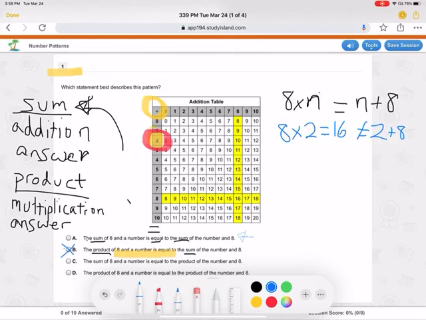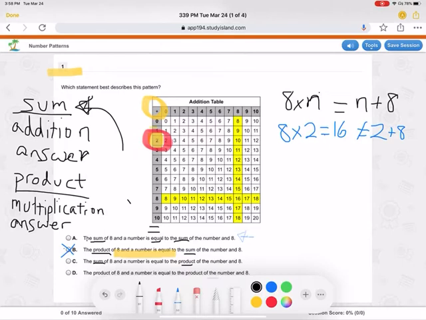We're going to cross it out. We know A is correct. So, obvious enough, there's only one correct answer. The best one so far is A. And let's just run through a little bit of the others. Same habit. We're going to read through them again. The sum of 8, there's that word sum, addition, and a number is equal to the product of the number and 8. Well, that's the same as that, except it's flipped around.